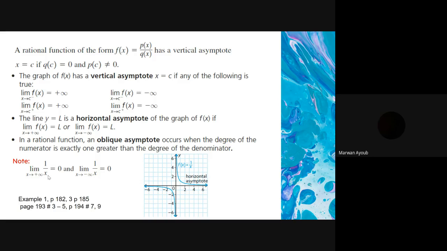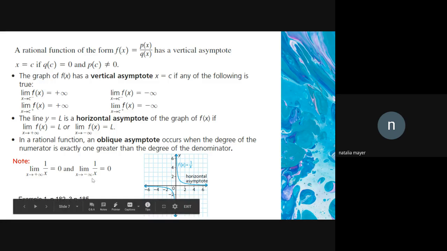Decimal. It will be a decimal, but very close to zero. Something like 1 over a million, for example. What is 1 over a million? It's 0 point and then 0, 0, 0, 0, 0, and so on. The same with the negative.